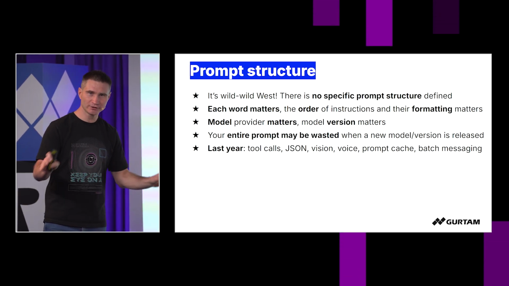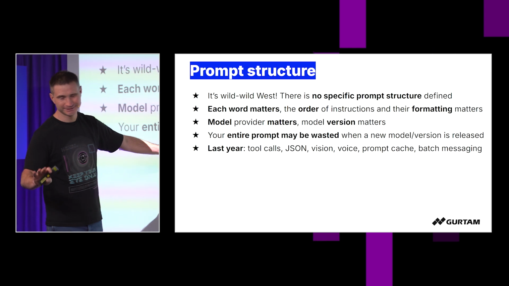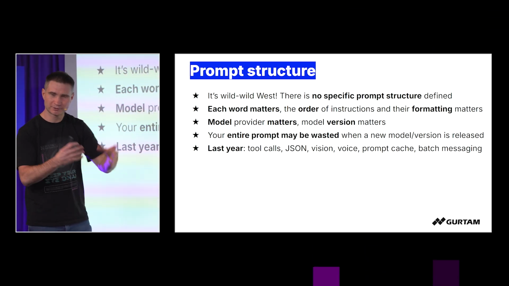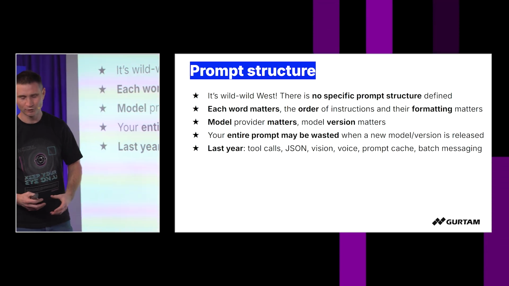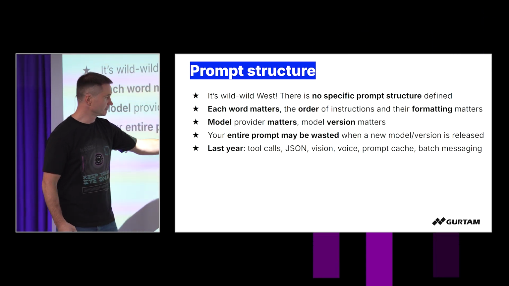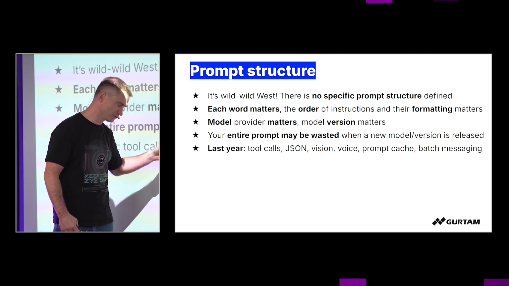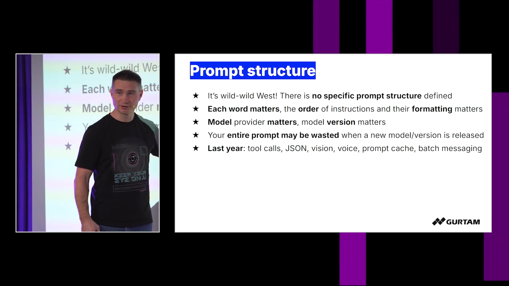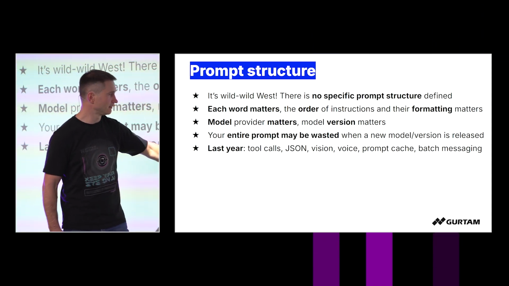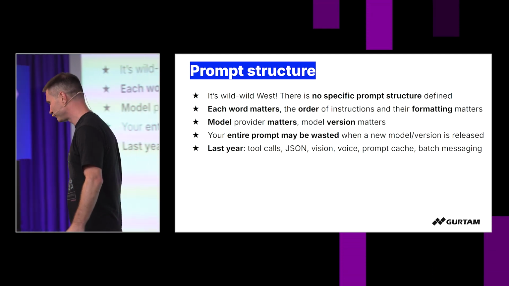And last year, not only models, but tool calls appeared. There were no tool calls 1.5 years ago. So we had to instruct models to create output to call tools that we create. There was a demand on the market. They created a control over tokens so models produce valid JSON. They added vision. There was no vision. Speech is appearing now. Prompt cache. Batch messaging. So a lot of things are appearing.